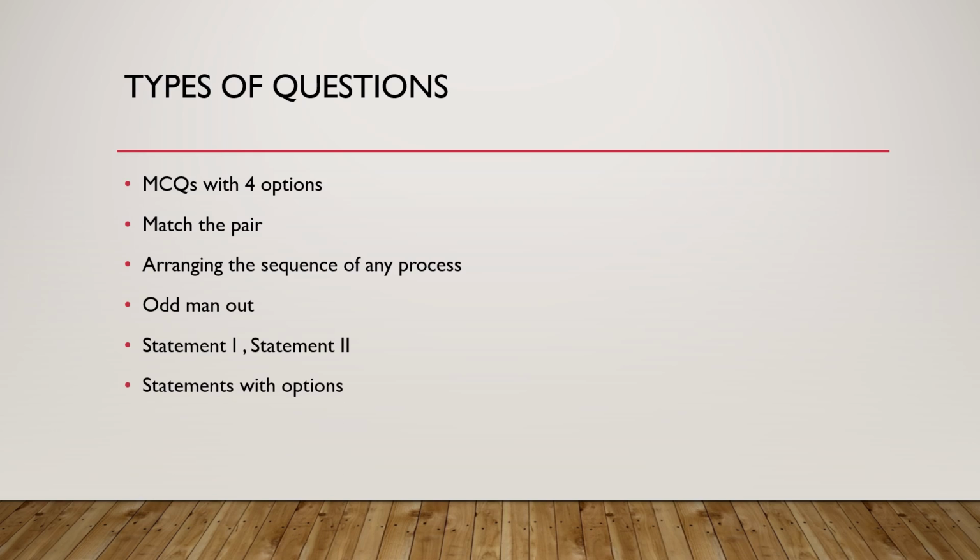Then statement with options. For example, there is one concept, say working capital, and they give statements regarding working capital, such as the definition or the formula, and the third anything, advantages or disadvantages. You have to choose the option, which of the following is true about working capital. Then the options will be only A, only B, or A and B, or A, B, C, etc. You have to choose between them.